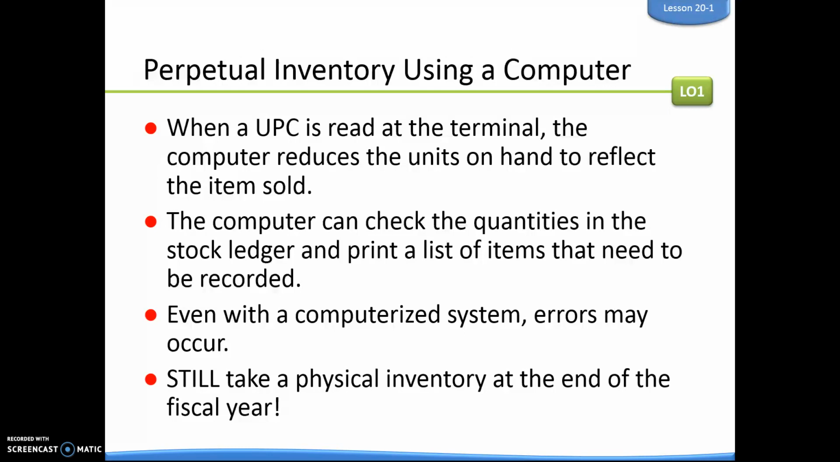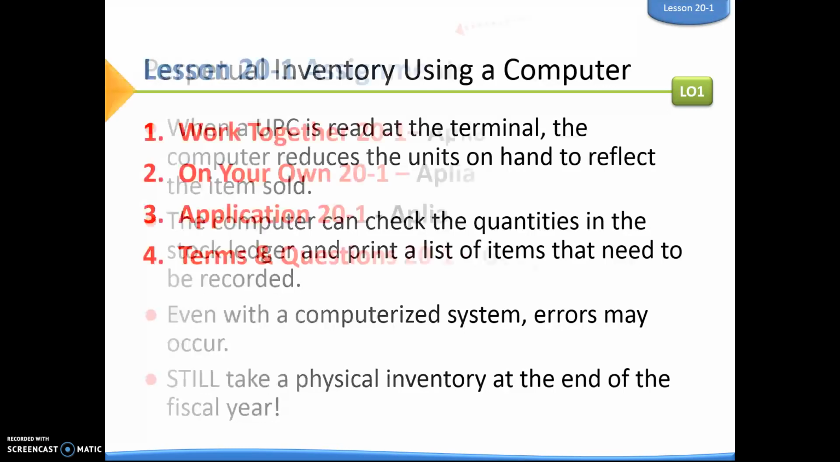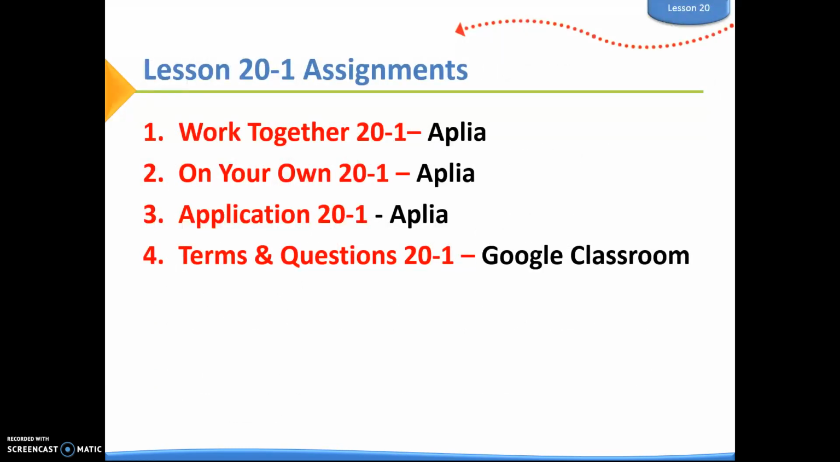And even with a computerized system, there still is the possibility that errors can be made. So again, even if you use the computer system, which a lot of times we think of as foolproof, you still want to make sure that you take a physical inventory at the end of the fiscal year to update the quantity of inventory on hand. So what we're going to do is work together on a stock record. I'll meet you over there.